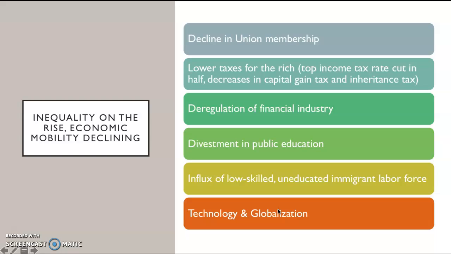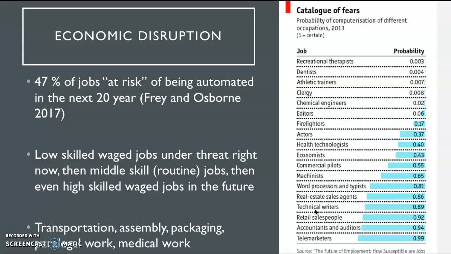Lastly, technology and globalization has also accentuated the economic disparities in this country. This is what I want to focus on this week in this module. The role in which specifically automation and artificial intelligence has played in making economic inequality worse and making it harder for Americans to achieve economic mobility. So it's estimated that within the next 20 years, 47% of all jobs in the United States are at risk of being automated away. What does this mean to have your job automated away?